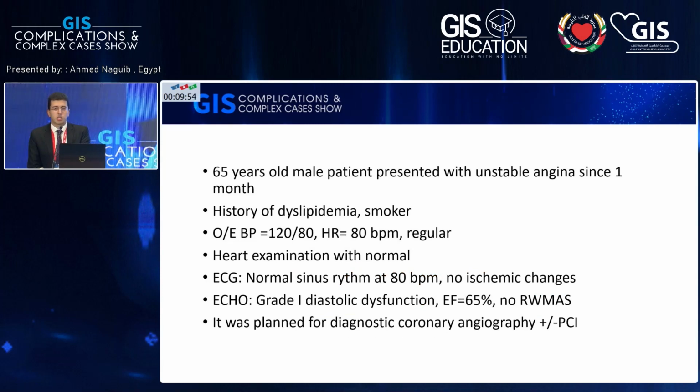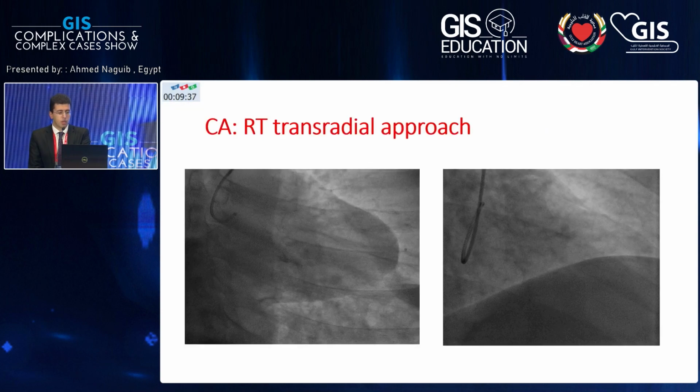Our case today is a 65-year-old male patient presented with unstable angina since 4 months. History of dyslipidemia and smoker. Heart examination was normal. ECG, there is no ischemic changes. Echo, there is no regional wall motion abnormality. It was planned for the diagnostic coronary angiography.